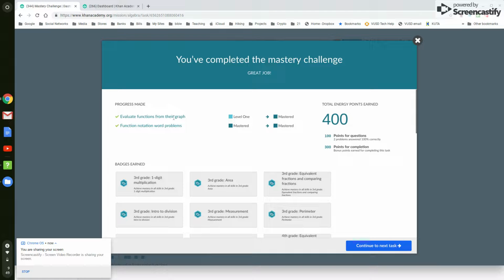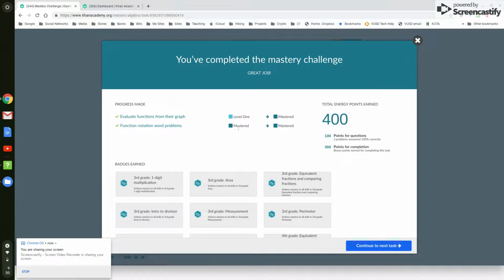It gave me one skill that I recently practiced, and it moved me from level one to mastered. By the way, I got to level one because I didn't miss any in the practice, and then it let me go straight to mastered because I didn't miss any on the mastery challenge. So sometimes it'll let you do that, and you can get mastered pretty quickly if you don't make any mistakes. But if you make mistakes, that's okay.